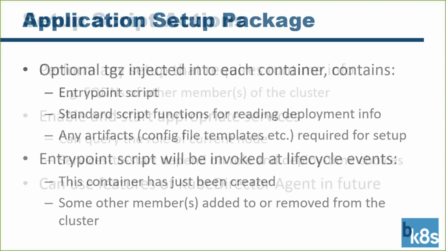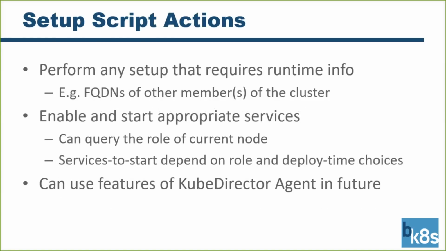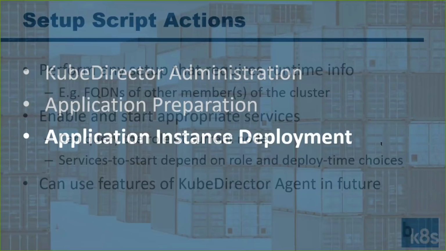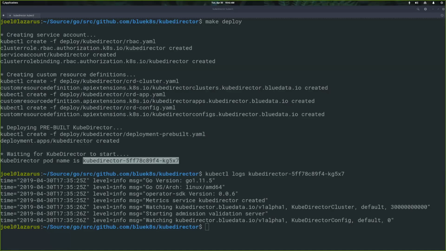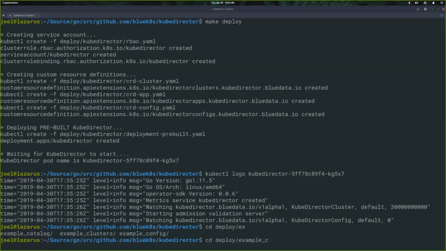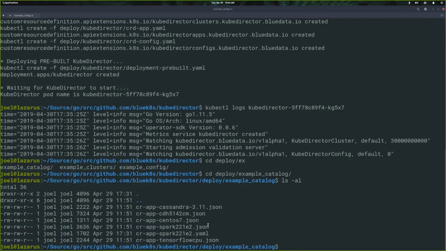So because time is moving along, let's go ahead and actually do that here. Let's go into the deploy example catalog directory. And so we have these example application type definitions here. I'm going to send this one to Kubernetes. And then it will exist there to be referenceable by KubeDirector when someone asks to instantiate this kind of application.